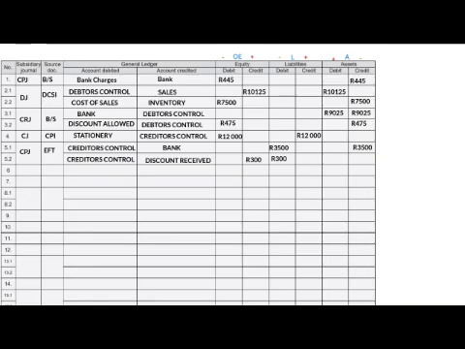Our two ledger accounts will be debtors control and discount allowed. Debtors control is an asset. Discount allowed is an owner's equity. Our debtors control's debt will now go up again because we have to cancel the discount, so he now owes us that money again, and discount allowed will be credited.